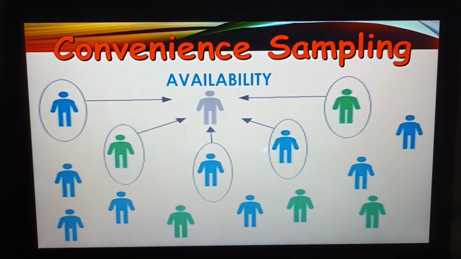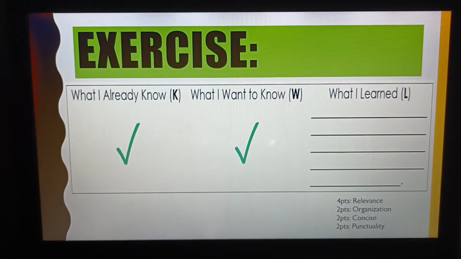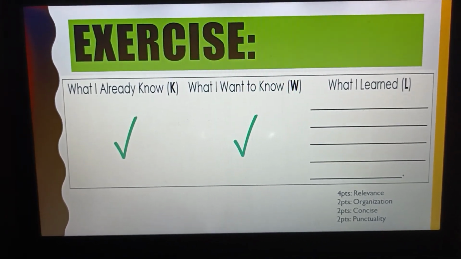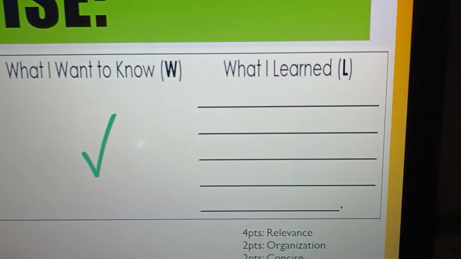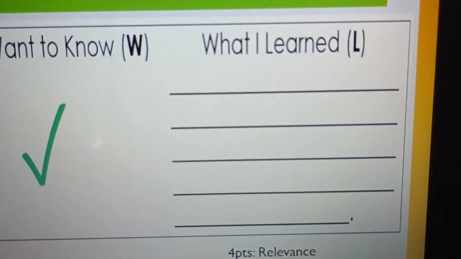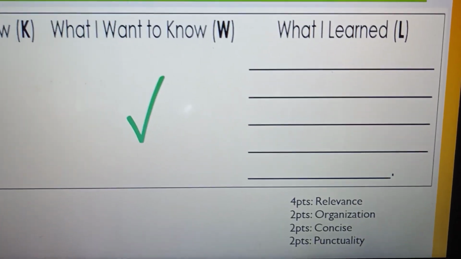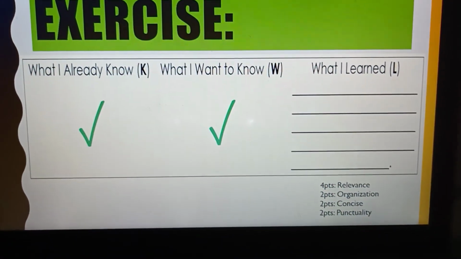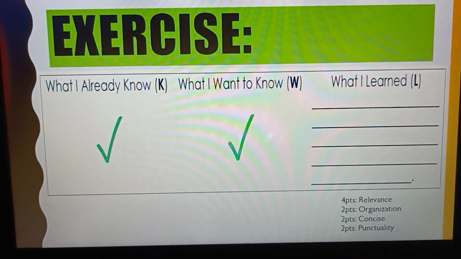So those are the types of non-probability sampling technique, and I hope you already gained some knowledge or learnings about this lesson. Please write it in the third column of your journal diary, what I learned, and these are the rubrics. I hope you learned something, and have a nice day. See you in the next lesson.